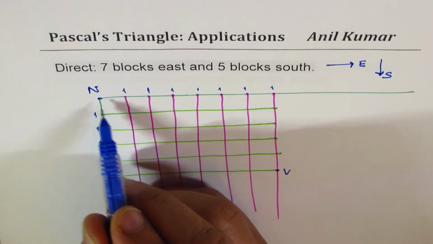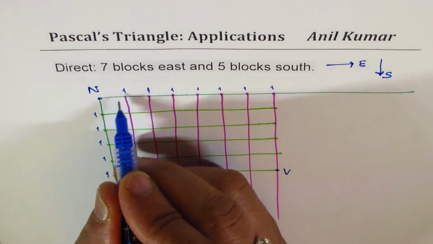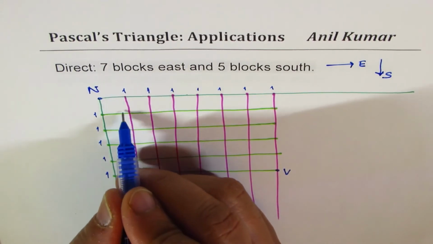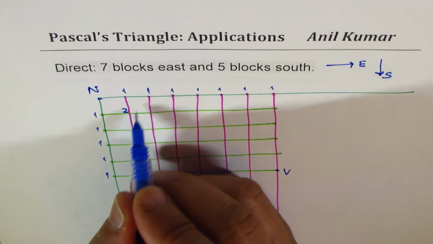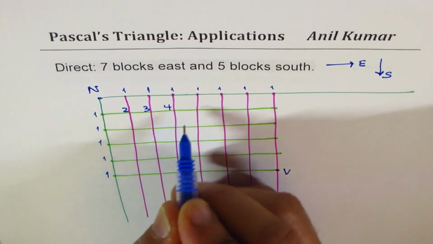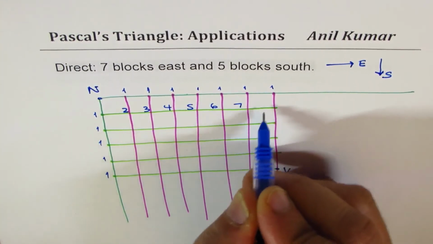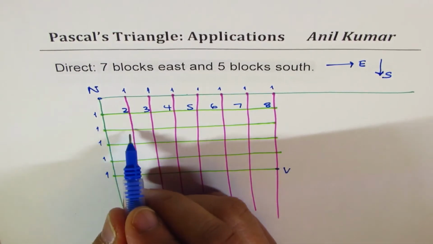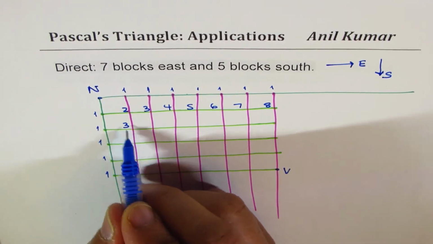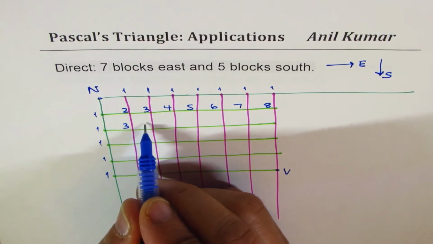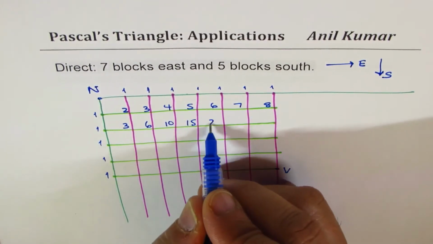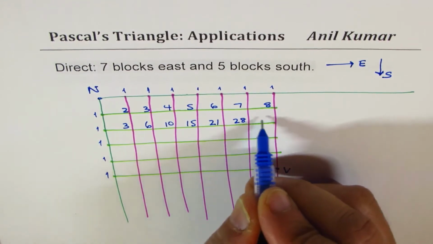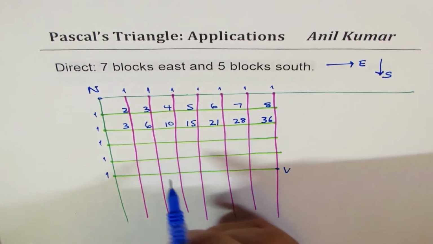Nirvan can go east and south or east. So we just add the previous two. And that is what Pascal's triangle principle is. So let's add these also. 2 and 1 is 3, 4, 5, 6, 7, 8. In this case, it would be 1 plus 2, which is 3. 3 plus 3 will be 6, 6 plus 4, 10, 10 plus 5, 15, 15 plus 6, 21, plus 7, 28, plus 8, 36, right?